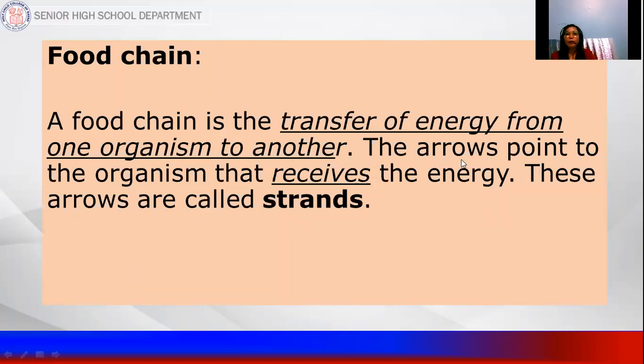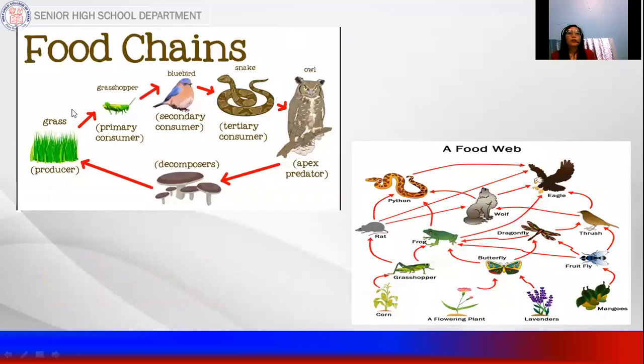A food chain is the transfer of energy from one organism to another. The arrows point to the organism that received the energy. These arrows are called strands. So in a food chain, let's start from the primary producer. The chain of energy, which is higher. The primary consumer gets energy from grass, so there is higher energy.